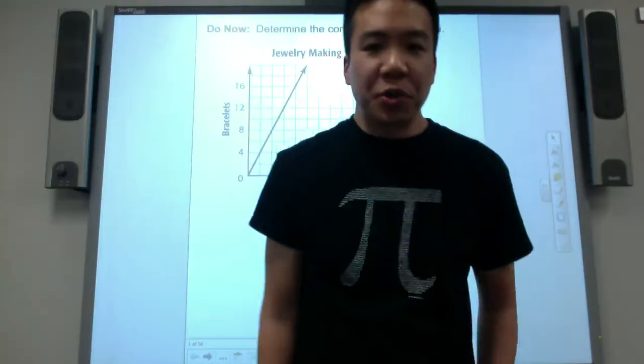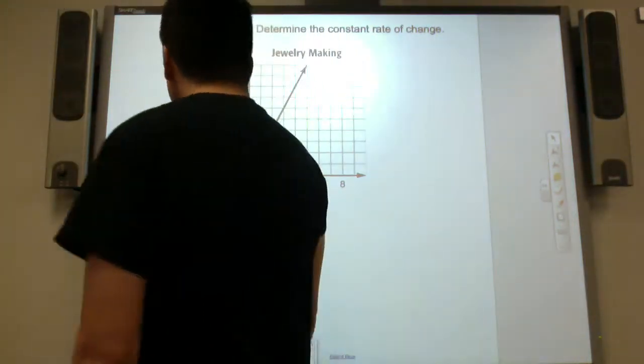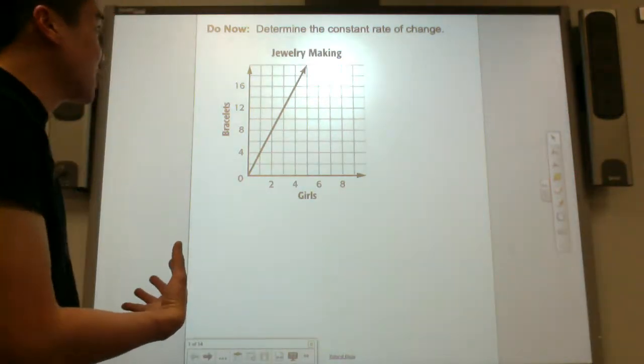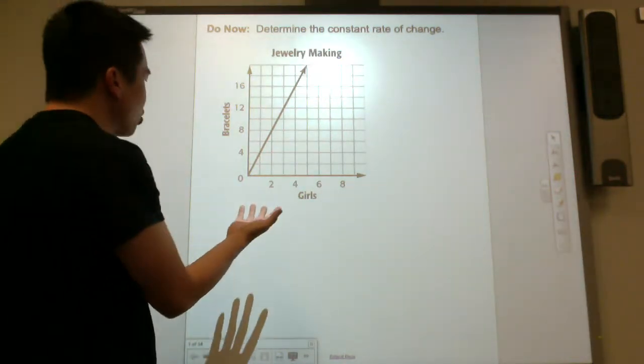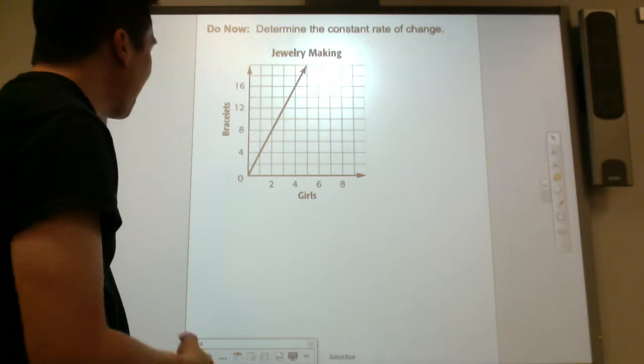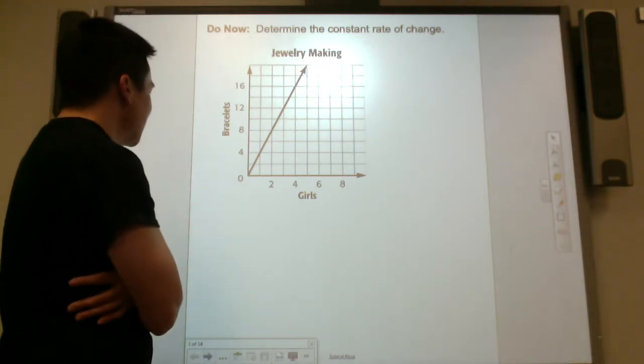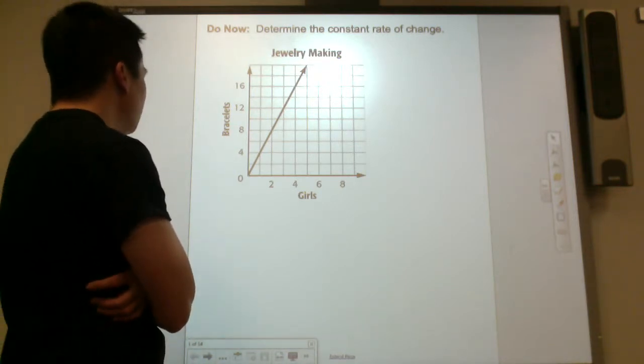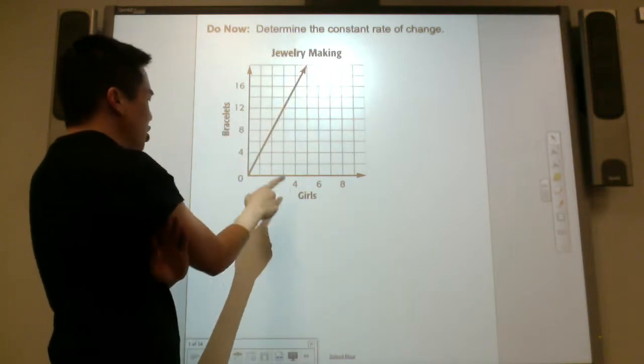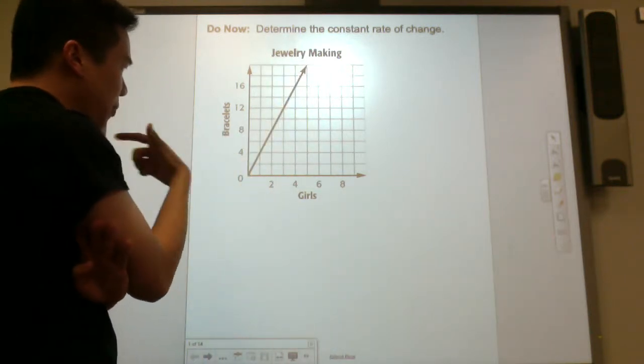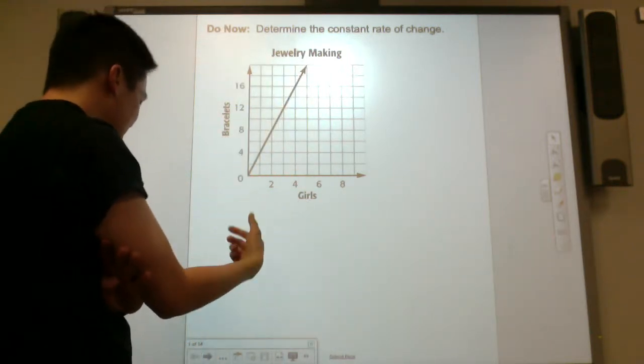Today we're going to talk about percent and fractions. So let's go back to our previous lesson about constant rate of change. Looking at this graph, what can you tell me? What is happening to this graph? It seems as though the bracelets are increasing for every girl. When you have more girls, you have more bracelets.